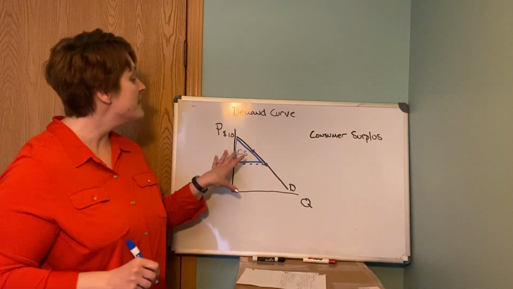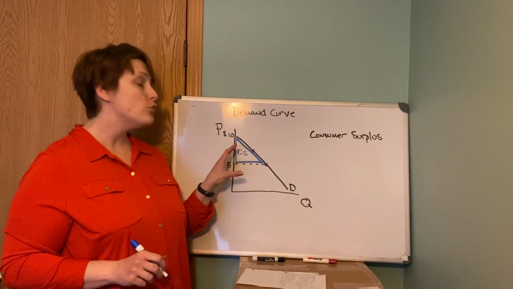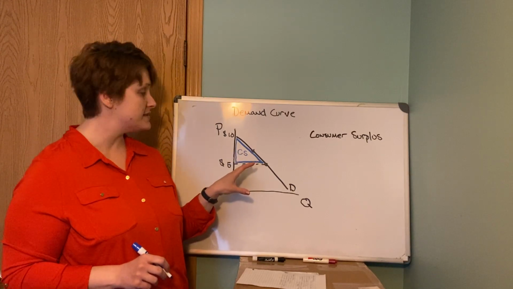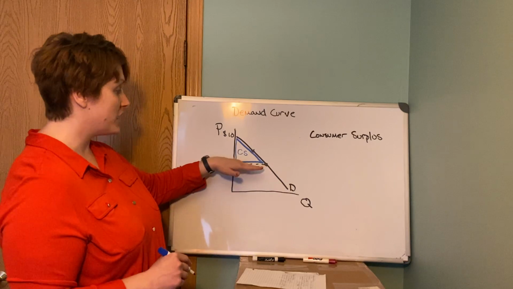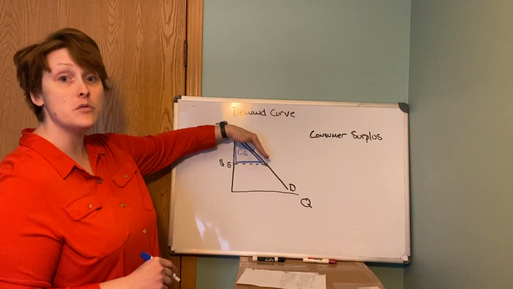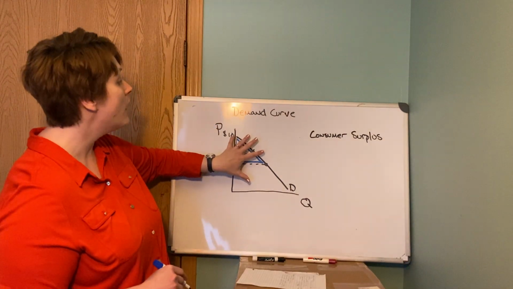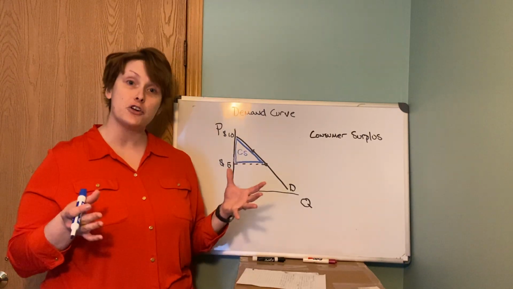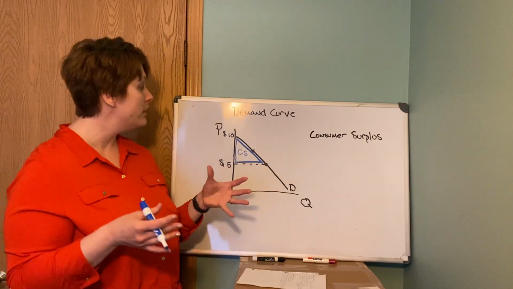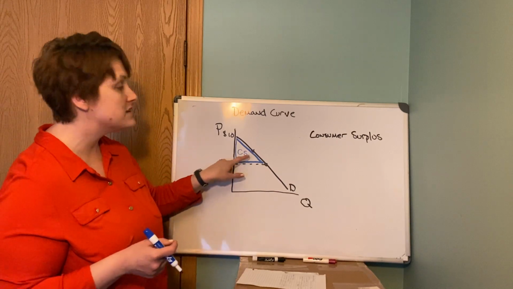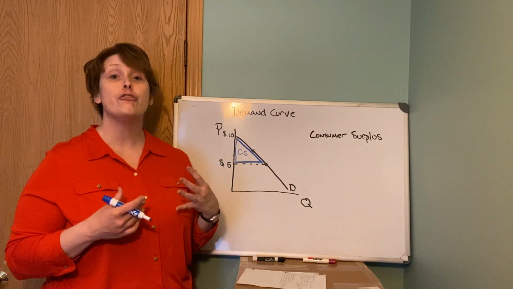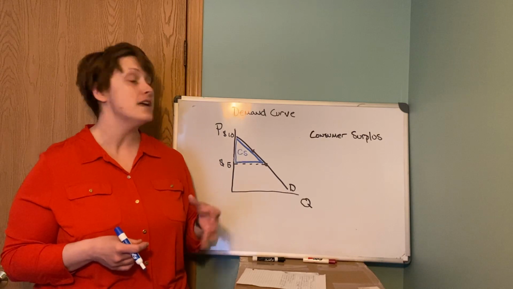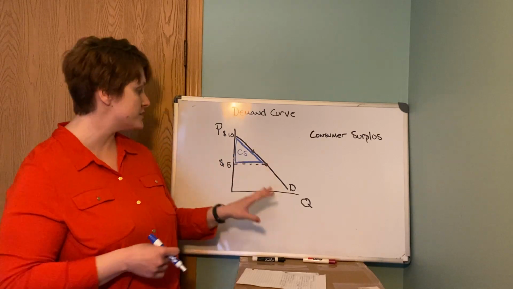So now this entire area represents our consumer surplus. It's the difference between the market price and the maximum willingness to pay. So now we're not just looking at one individual, we're looking at the aggregate of the individuals together. So this is going to be the total benefit from the exchange that's going to be received by our consumers.